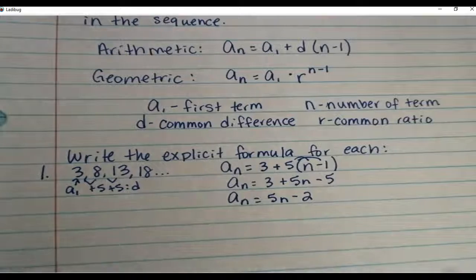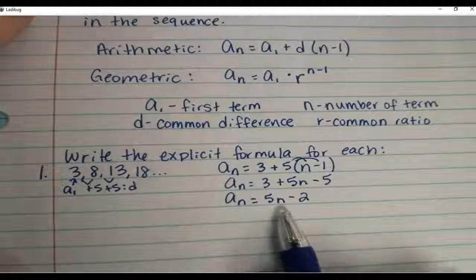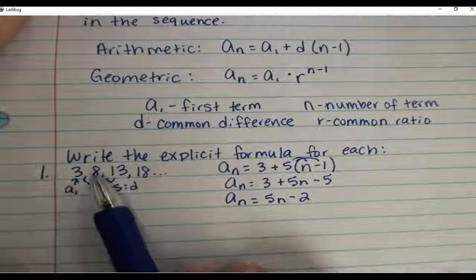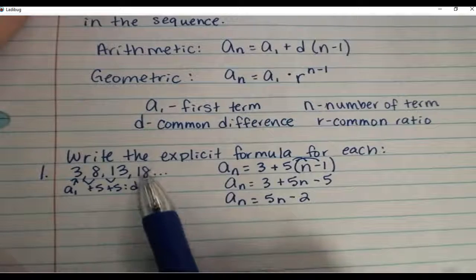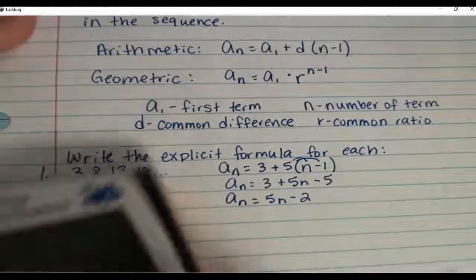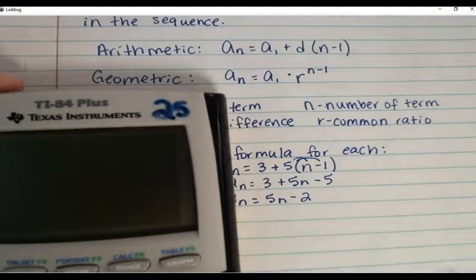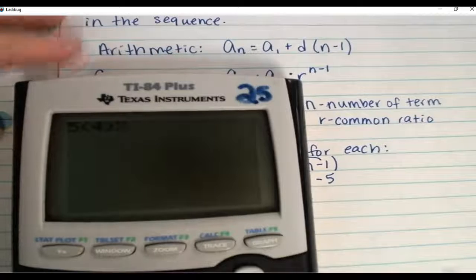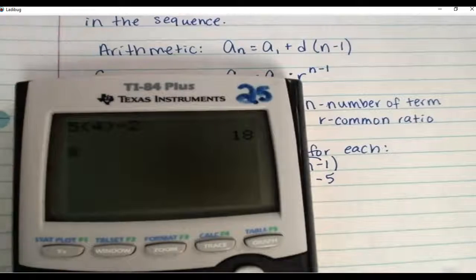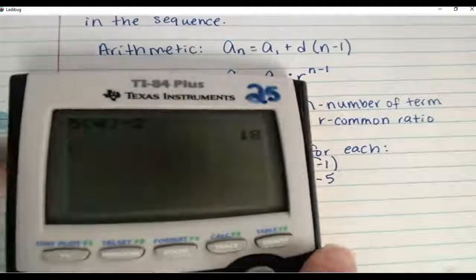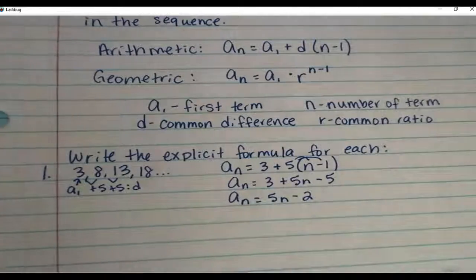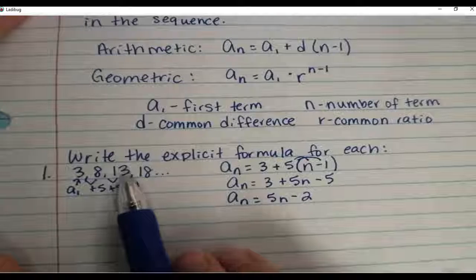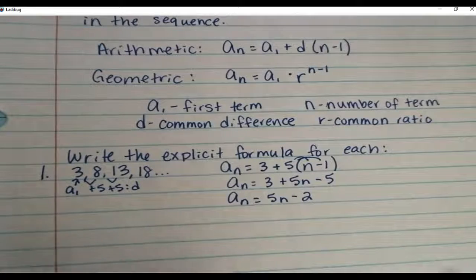So then with this formula, I can find whatever term I wanted to find. So if you want to check yourself, if I look at this, my first term is 3, my second term is 8, my third term is 13, my fourth term is 18. So let's say we wanted to check it and see if we really do get 18 for the fourth term. So if I plug in 5 times 4 minus 2, I get 18. So that's one way you can check yourself if you want to, is just plug in 3 or 4 and see if you get the third term or the fourth term. Questions?